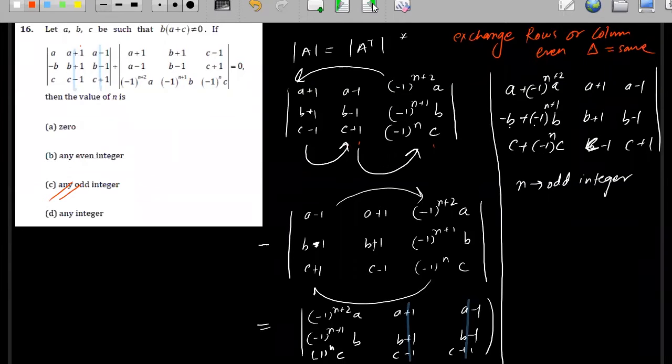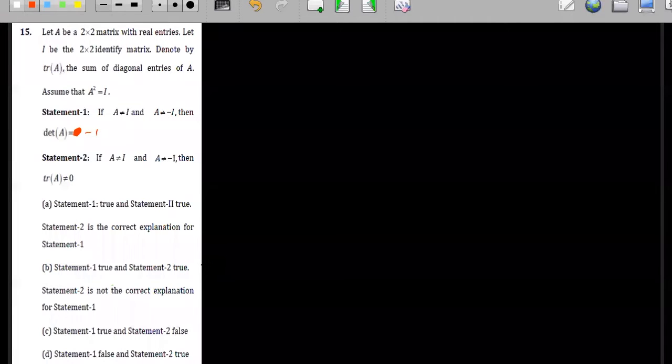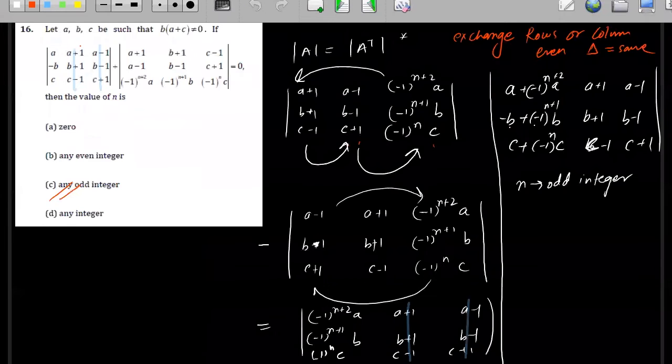Okay, fine. Next, solve this one. There was a mistake in the question. I checked it. This should be minus 1. One of the students asked, so then I checked. This is determinant of A is equal to minus 1. Last part. See, this column and this column are exactly the same as this column.